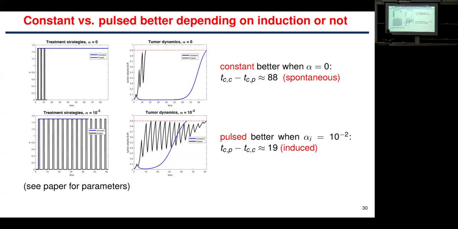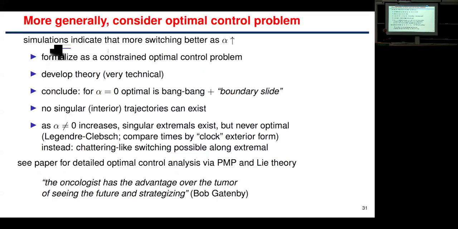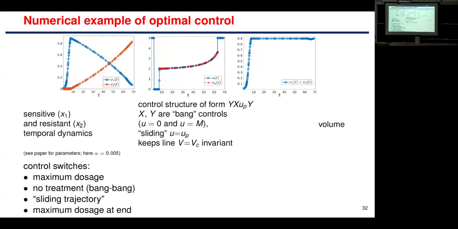No, in this case, it was constant. So let me quickly formulate then to say, well, can we do this theoretically? So there's an optimal control problem, which basically says that when alpha is bigger than 0, when you have this induced resistance, in fact, you have to use more interesting strategies.